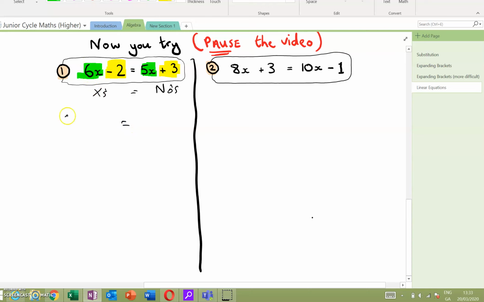So this is fine. That's 6x is fine. We're going to move that 5x over. But we have to remember to change the sign. Did you remember to do that? That 3 is okay where it is. So we can keep it there. But we need to move this number over here to the end of the line. Did you remember to change the sign? It's now a +2.